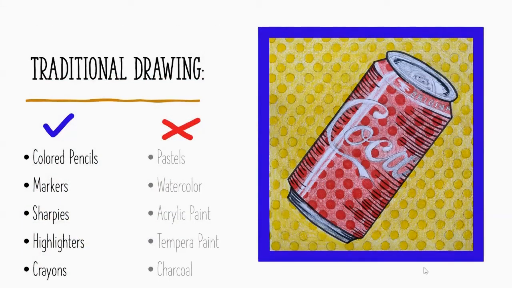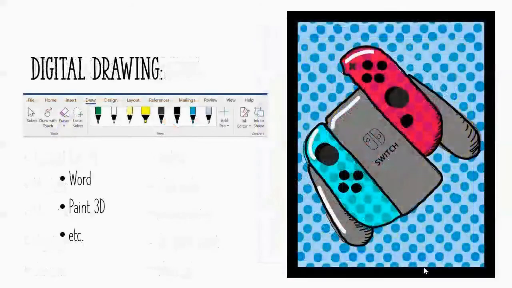As an option, you could choose to create a traditional drawing. I would recommend using colored pencils, markers, Sharpies, highlighters, crayons, anything like that. But you want to stay away from looser materials like pastel, which can smudge, watercolor, which can bleed, acrylic paint, tempera paint, charcoal. Those are all materials you want to stay away from. So if you choose to complete a traditional drawing, you'll want to use colored pencils, markers, Sharpies, highlighters, or crayons. Those are great materials for this.